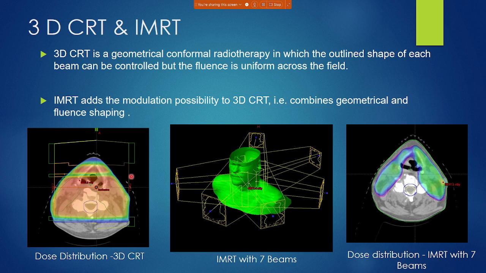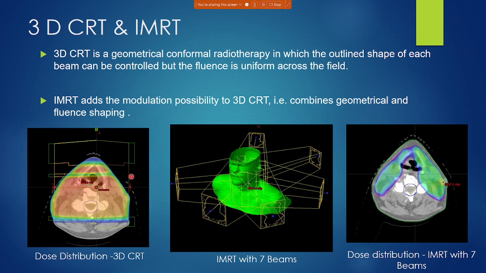Let us do a small comparison between 3D CRT and IMRT. 3D CRT is a geometrical conformal radiotherapy, as I said in my previous slide, in which the outline shape of each beam can be controlled, but the fluence was uniform. We also had a concept, and still have, that we deliver a uniform dose distribution to the tumor. All right? And with 3D CRT, we were able to achieve that to a large extent.